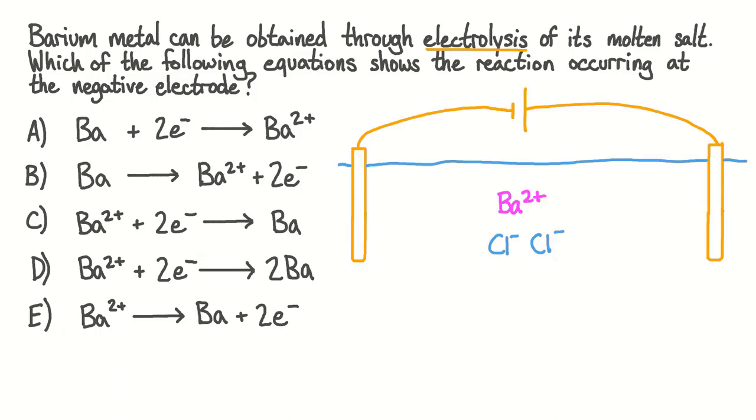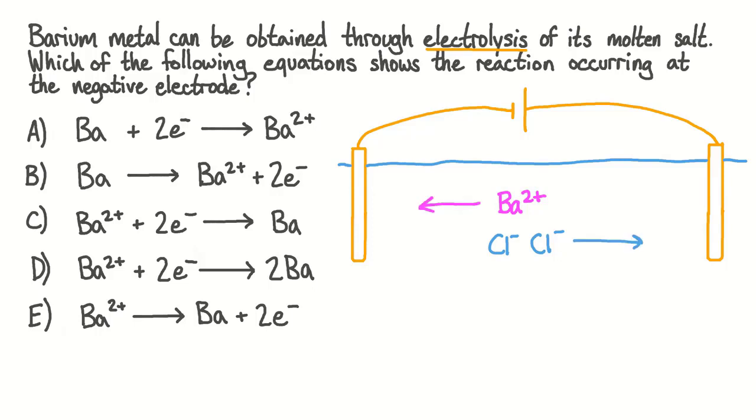This question is asking about the electrolysis of a molten salt. This process occurs when we dip 2 electrodes connected to a battery into the liquid form of a salt. The liquid salt is made of free-floating positive and negative ions. In this question, the positive ions, or cations, will be barium ions. The identity of the negative ions isn't important to answering the question, so let's just use chloride as an example.